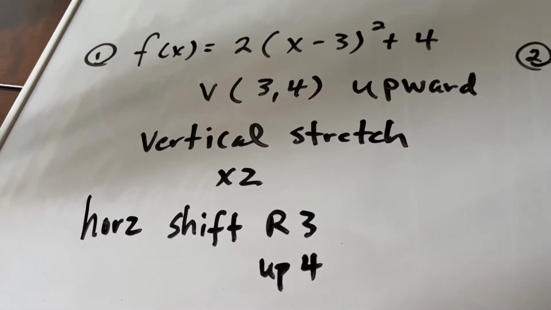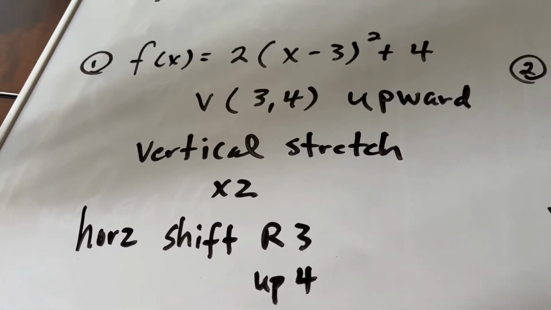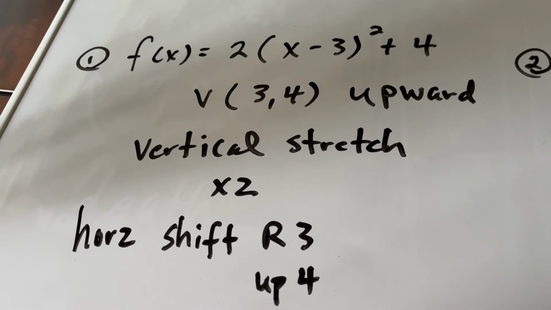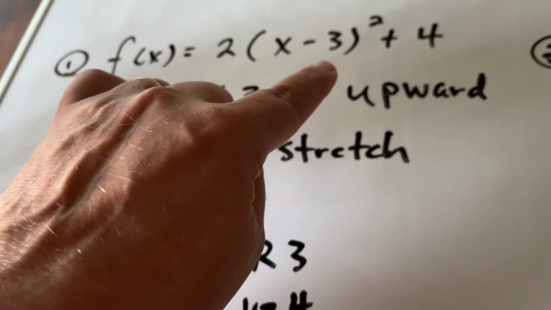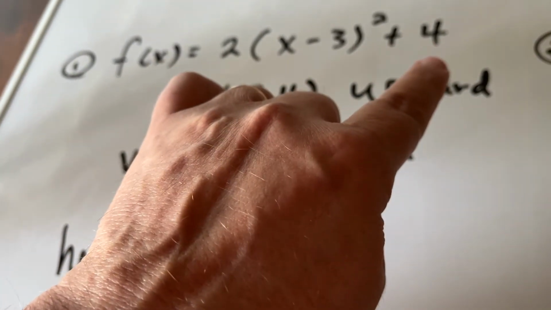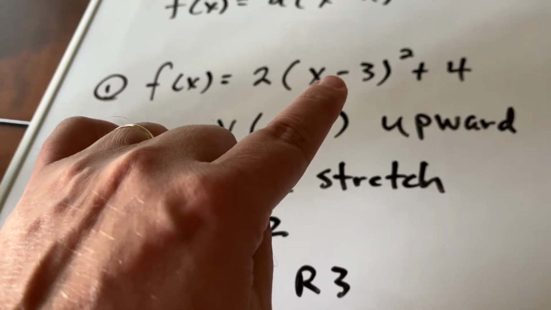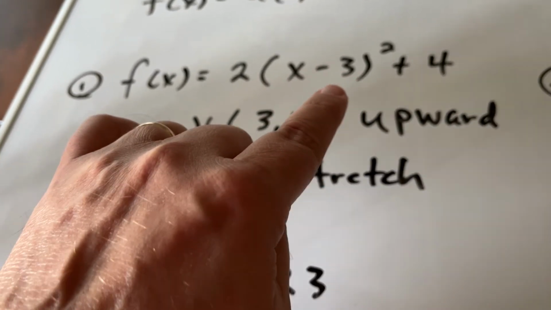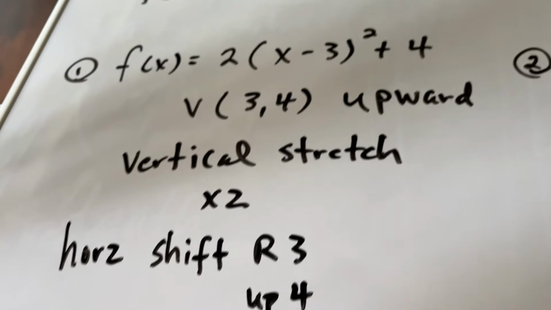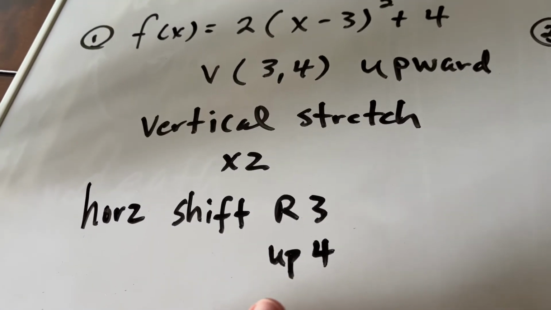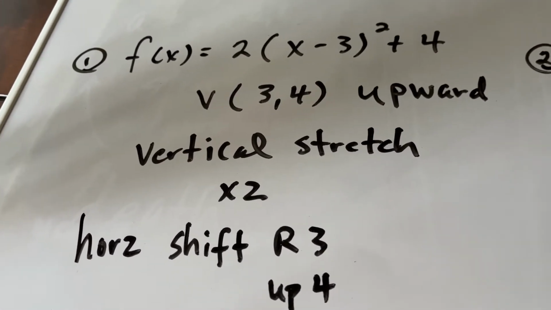We'd also say that it has a horizontal shift to the right 3 and a vertical shift up 4. To the right 3 because of this and up 4 because of that. So if this is a minus sign here, this is to the right 3, up 4. Right 3, up 4. That's what I'm saying there.